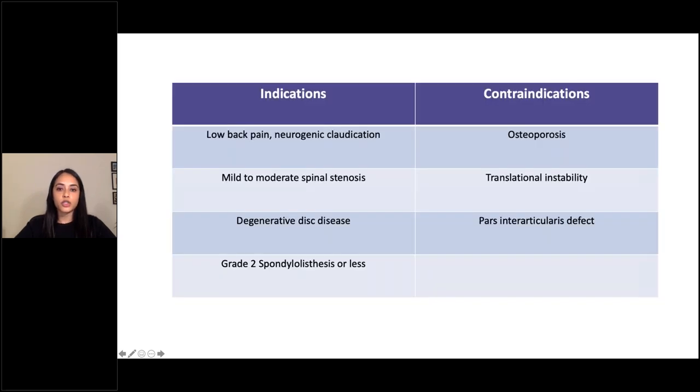In terms of indications, interspinous process fixation devices are indicated for patients with symptomatic mild to moderate spinal stenosis, degenerative spine and disc disease with grade 2 spondylolisthesis or less. These devices are contraindicated in cauda equina syndrome or in cases of spinous fracture. Relative contraindications or cases that require more caution include severe osteoporosis, pars interarticularis defects, or translational instability. The main concern here being fracture of the spinous processes.